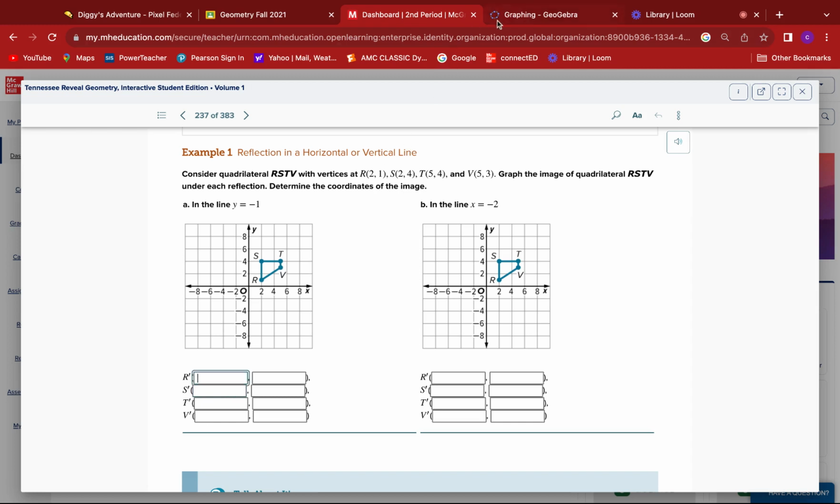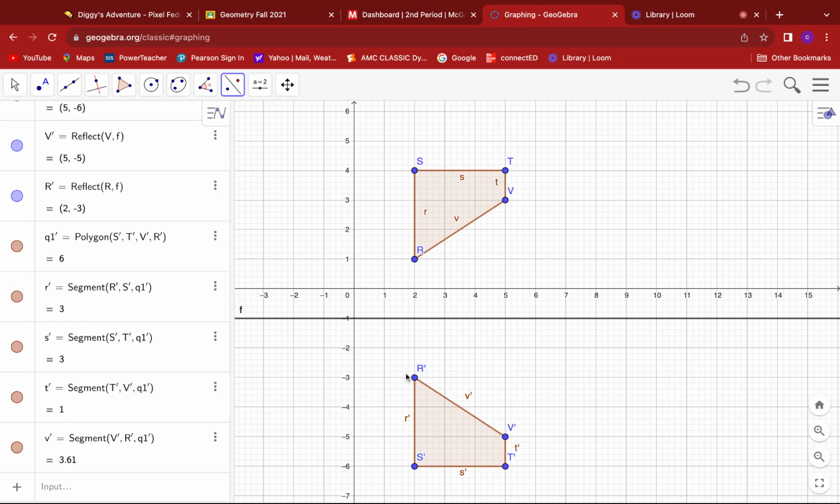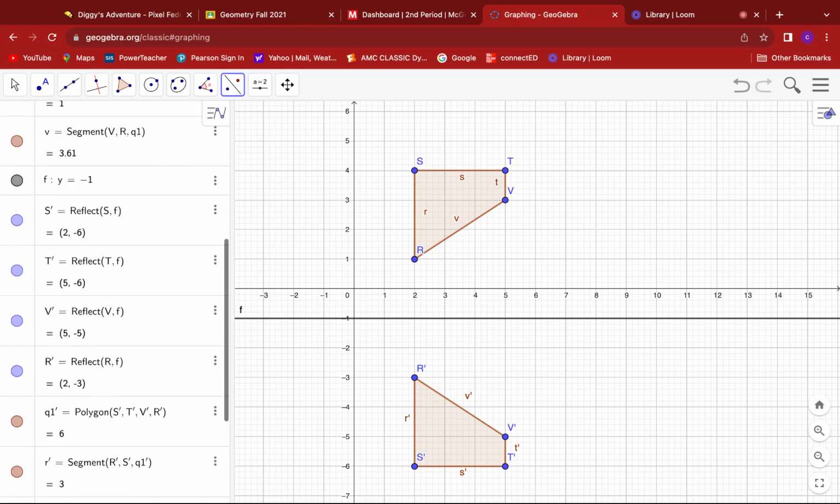All right, so R prime. And if you don't feel like going, okay, right 2, down 3, remember they will give me these ordered pairs. So it looks like R prime is right 2, down 3. So 2, -3.